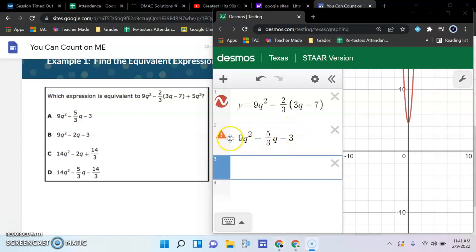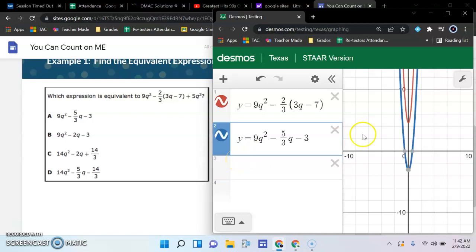So I finished typing answer choice A. As you can see, it gives me an exclamation. I just point over and it says try adding y equals to the beginning. So I'm going to go here and type in y equals, and now it gives me a graph. As you can see, there are two different graphs here, so A is not the answer.